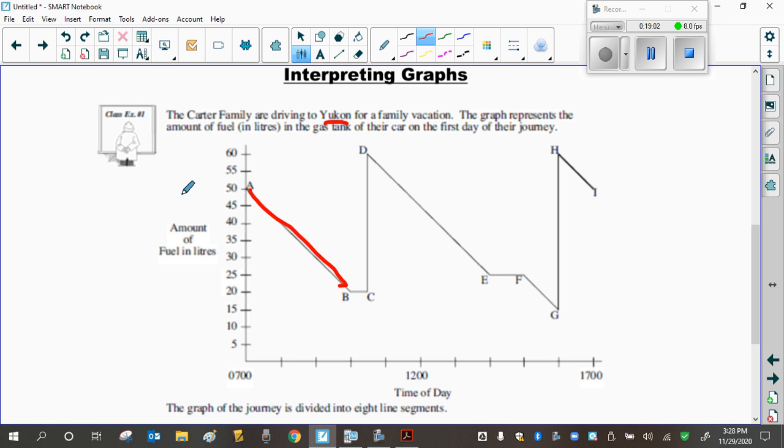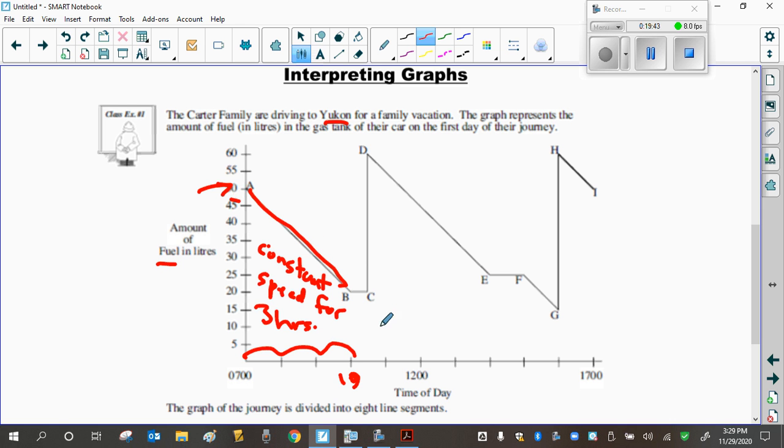Okay, from A to B, you start with 50 liters of fuel. So you're not driving a Honda Civic because I can't have that much fuel in my car. And you drive for 3 hours, 8, 9, 10 o'clock in the morning. And because the line is straight, it's at a constant speed. So you're probably on the highway. So I would say you drive at a constant speed for 3 hours. And if that happens, your gas goes down, just like from A to B.